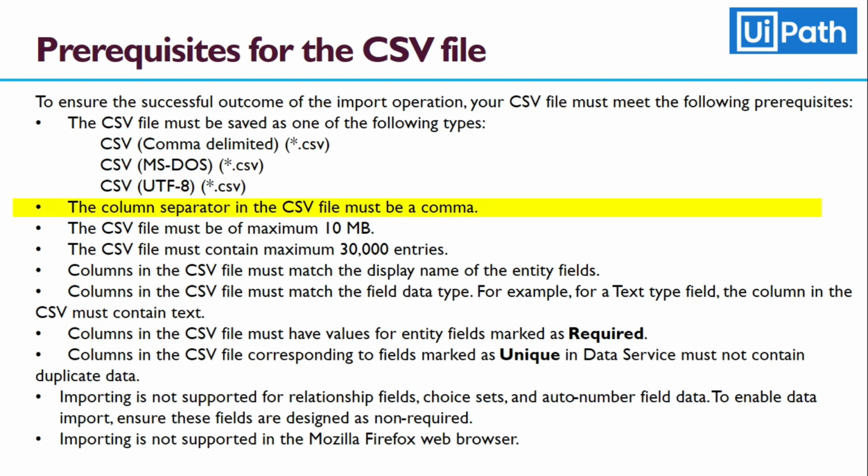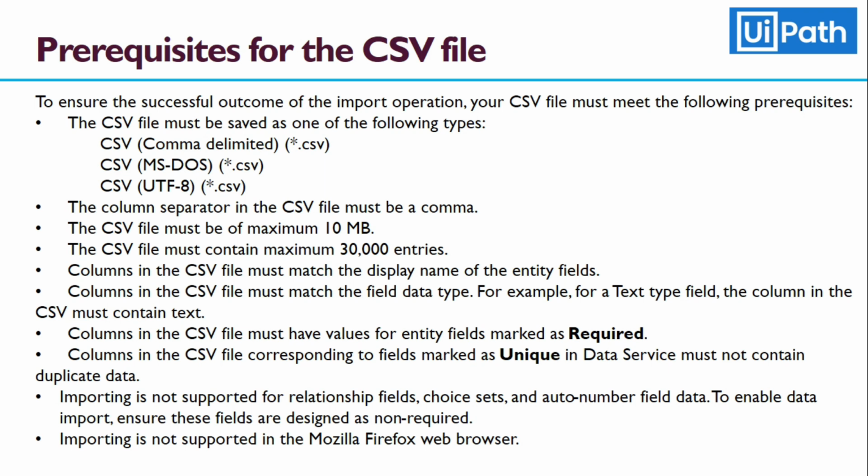Second, the column separator in the CSV file must be a comma. You'll have noticed that in some CSV files we put a pipe as the separator. Somewhere you get a tab, like multiple spaces, and somewhere you get a space. So that should be a comma separator. The CSV file must be a maximum of 10 MB.